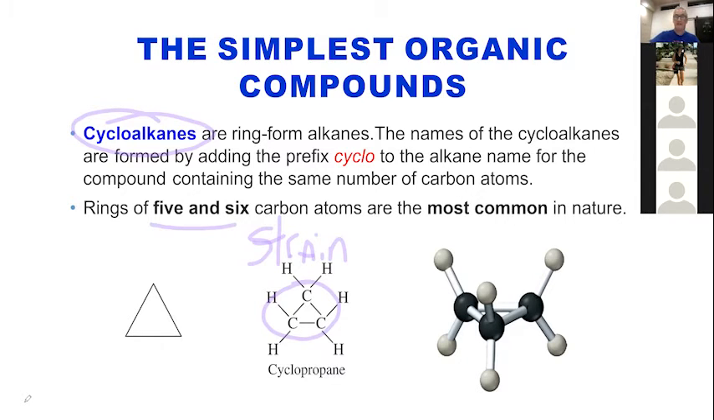You can see here that these bond angles are not ideal. We're making 60-degree angles here, when in a tetrahedral, remember, it wants to make 109.5-degree angles. So that is a lot of stress and strain. Once we make bigger rings, we can increase that bond angle and get it back to normal.